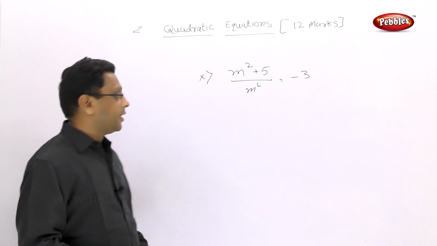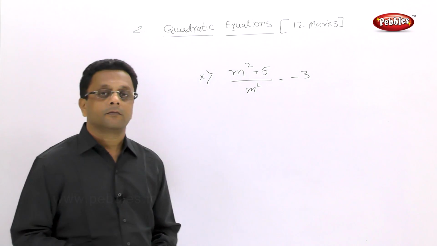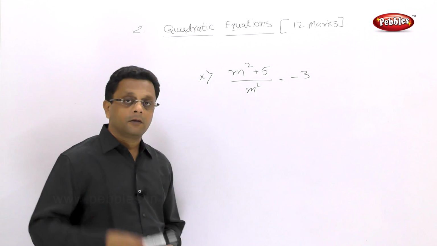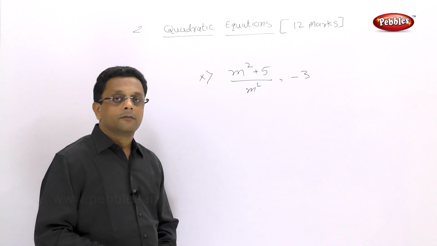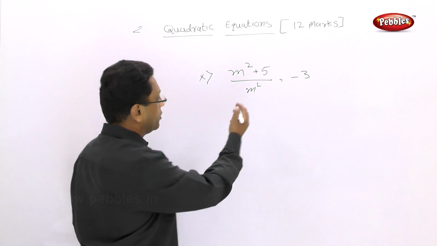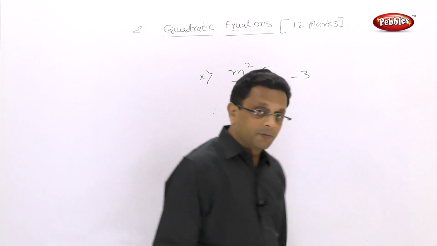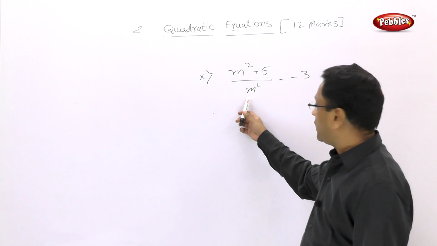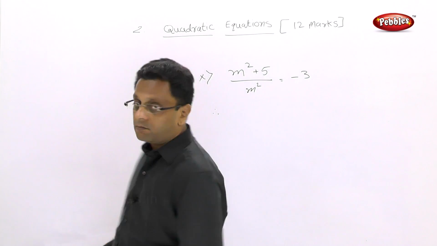m square plus 5 upon m square equal to minus 3. Can you try this? Pause your video and try this. Okay. What is this? How you will do this? Simply transfer this m square to that side. What it will become? Minus 3m square.